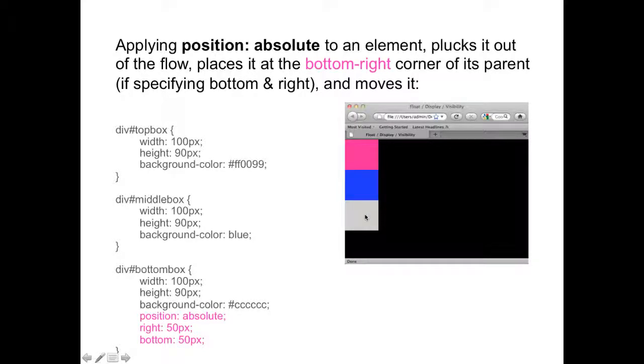So the gray box will pluck itself out of the flow since it has position absolute. It will look for the bottom right corner of its parent, which in this case is the body element, and that corner is right here, positions itself here, and moves left 50 pixels and top 50 pixels.